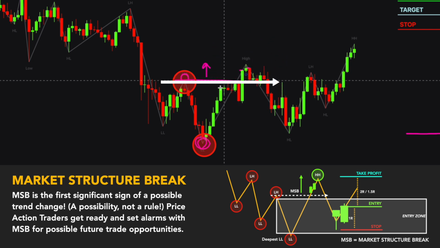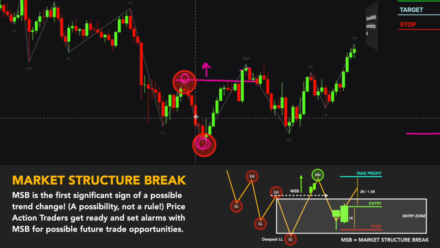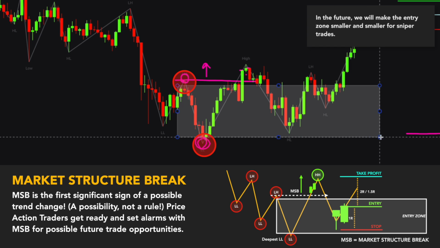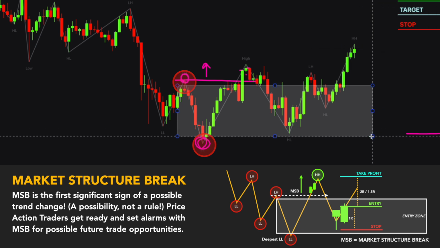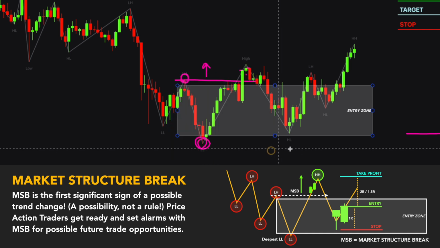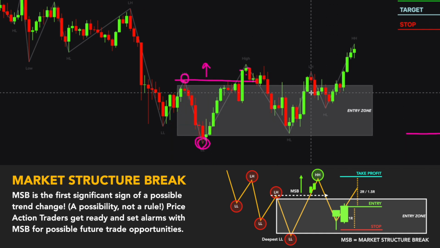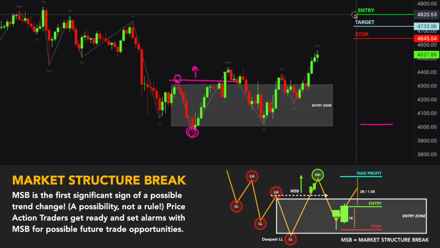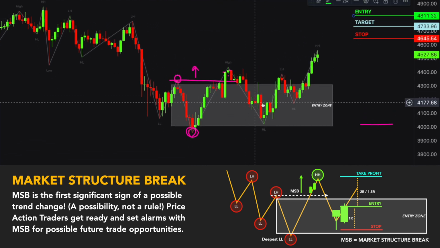4. Draw your entry zone. As you remember, the entry zone is between the deepest lower low and the lower high that creating the deepest lower low. How to enter this trade? You can either use a risky entry with a pin bar and a strong candlestick right after it, or you can use a low time frame analysis to find a micro market structure break to enter.